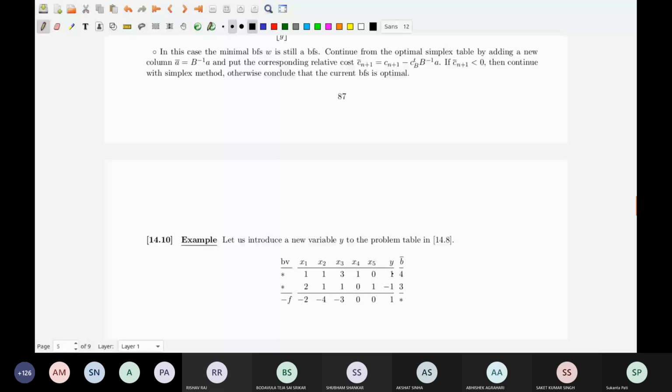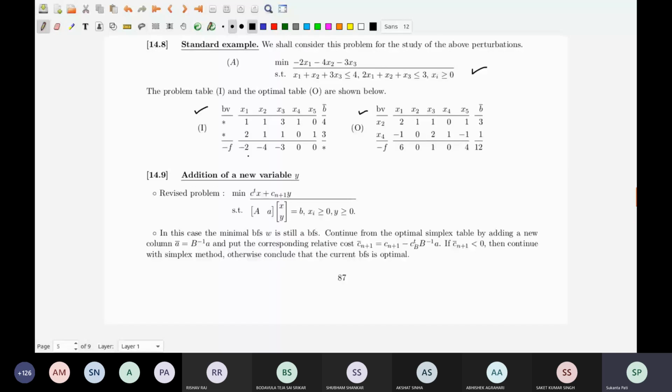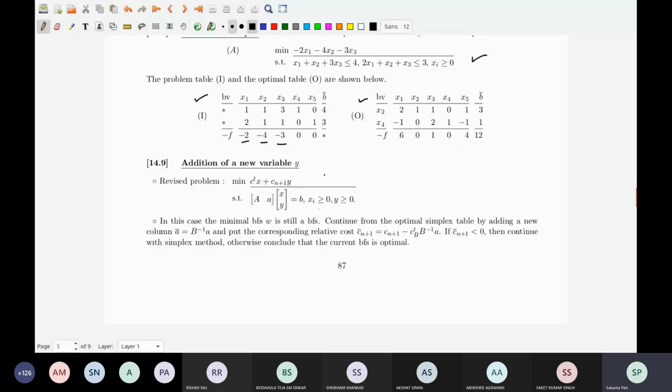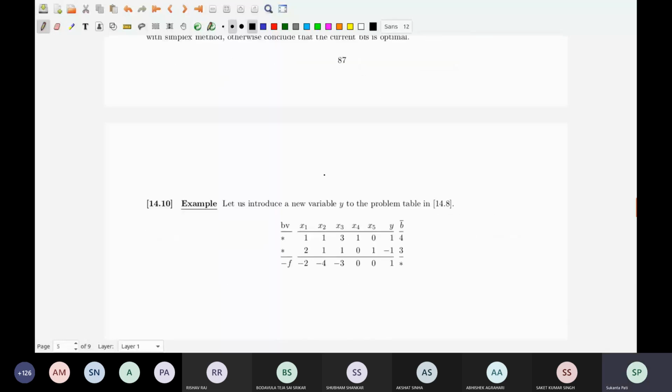Well, the C bar entry below this thing was, if you look at the problem, in the problem we were trying to minimize minus 2x1 minus 4x2 minus 3x3. Now the company also wants to minimize the same thing plus y, by adding one more column. This 1, minus 1 column is given by the company. I am not doing anything. Assume that is the case. Now what do I do? That is the question.